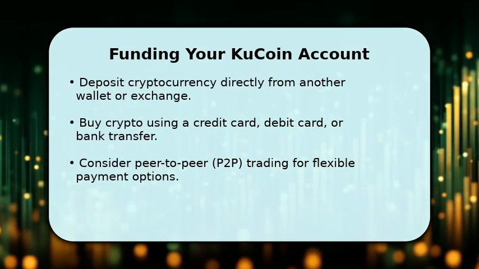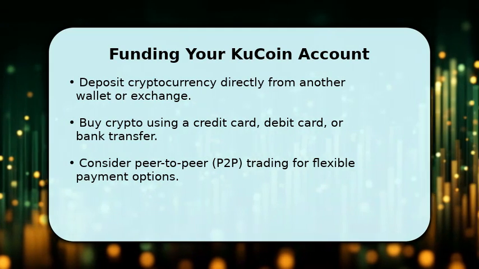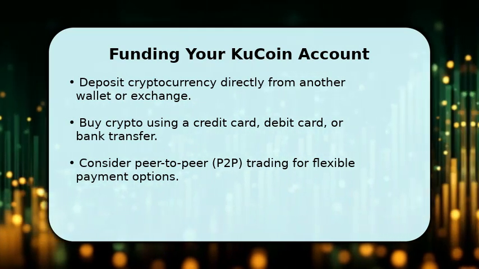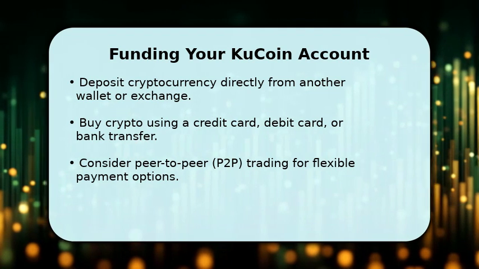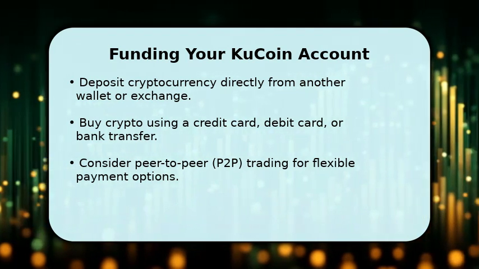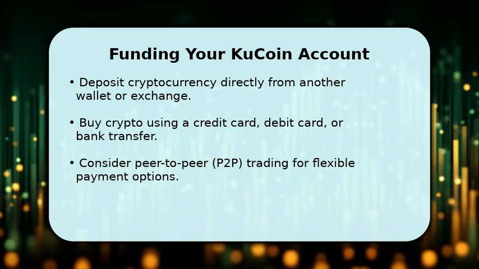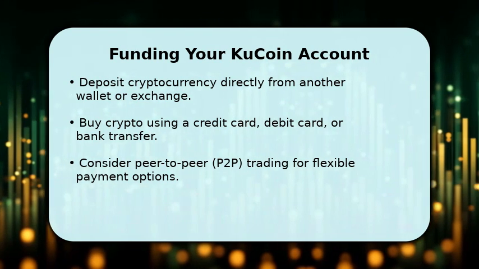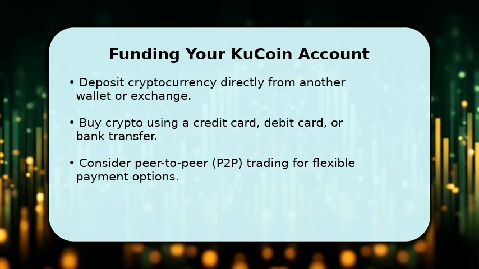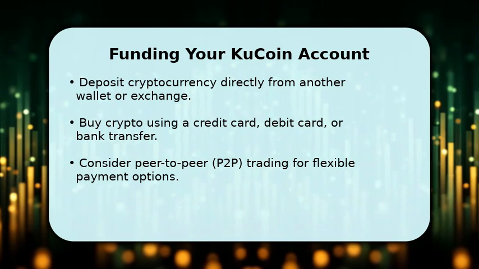Once your account is set up, you'll need to fund it. You can deposit cryptocurrency directly from another wallet or exchange, ensuring you select the correct network. Alternatively, buy crypto using a credit card, debit card, or bank transfer through KuCoin's third-party payment partners. For more flexibility, explore peer-to-peer trading options available on the platform.